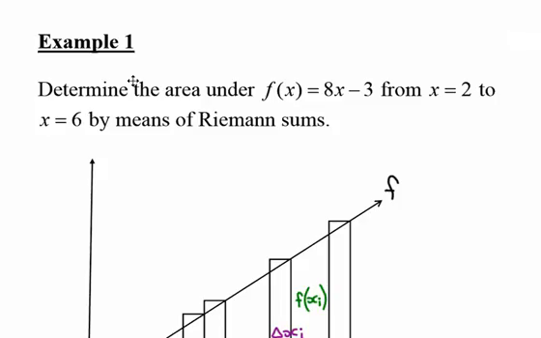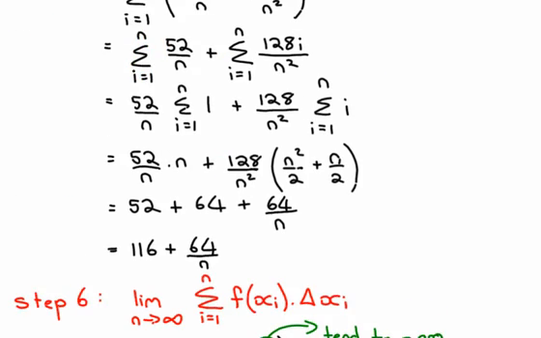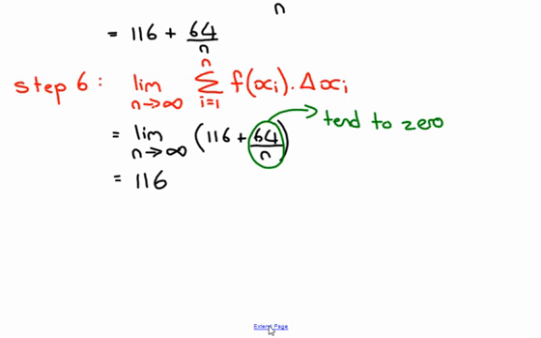Go back. The area by means of Riemann sums. I found my area to be 116 units squared according to Riemann sums. So remember that's just an approximation. That's how we get our actual area, 116 units squared. Right, so that was nice and straightforward with a straight line. Let's try one more example, going through all our steps.